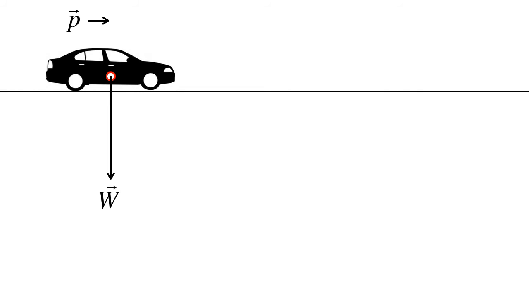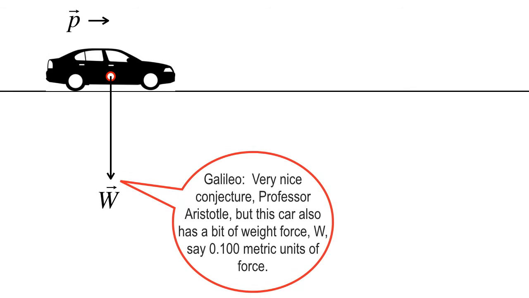Now the weight force is going to be pretty big, all right? And so, for instance, Galileo might say, very nice conjecture, Professor Aristotle, but this car also has a bit of weight force, capital W. And let's say that it's 0.100 metric units of force. Now, I've made my two arrows in the ratio of 1 to 5. One of them's 50 pixels long, and one of them's 250 pixels long. All right, you try to make yours look about the same proportion as what I've got.